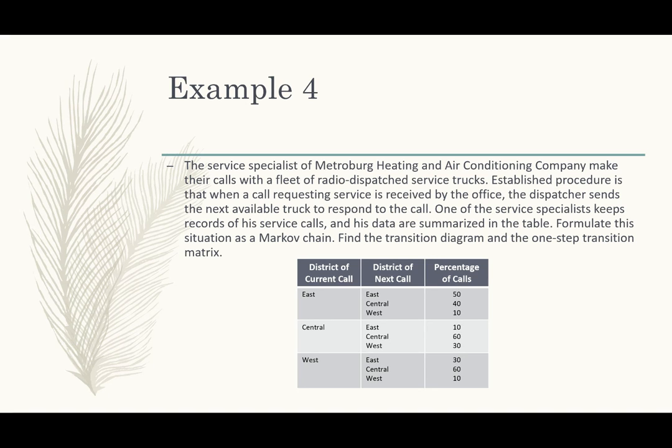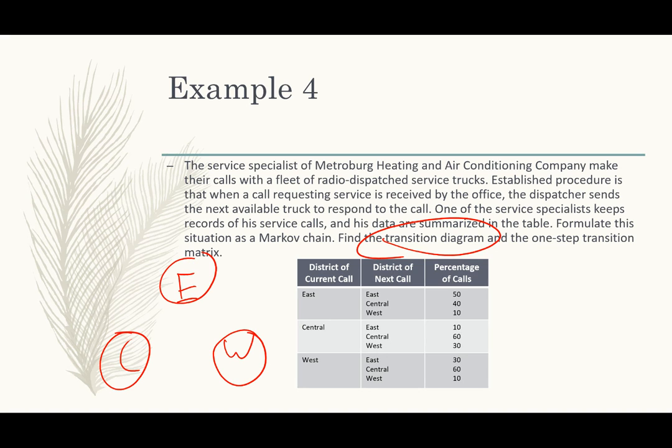But we are going to make a transition diagram. So our transition diagram is going to have 3 states: east, central, and west. I was going to change them to numbers, but I guess we can leave them like that. So from east back to east is 0.5, so I'm going to draw a little loop back on itself. East to central is 0.4, so draw a little arrow, 0.4. And then east to west is 0.1.